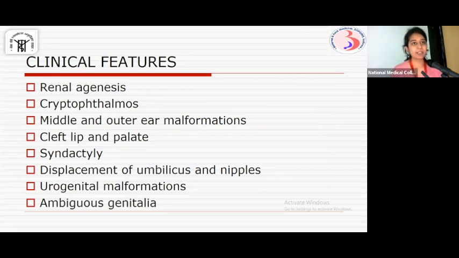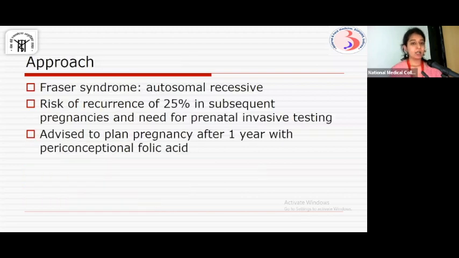Whenever we see a patient with fetal renal agenesis, we have to look for other features which can point towards a diagnosis of Fraser syndrome. Those are cryptophthalmos, middle ear malformation, cleft lip and palate, syndactyly, displacement of the umbilicus and nipples, along with urogenital malformations and ambiguous genitalia. Fraser syndrome is an autosomal recessive disease, so there is a risk of recurrence of 25% in subsequent pregnancies, and there is a need for prenatal invasive testing in each pregnancy.